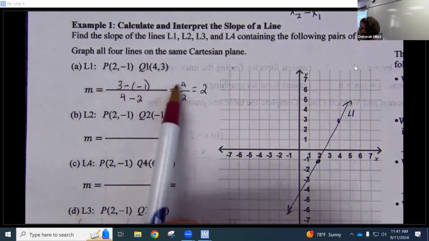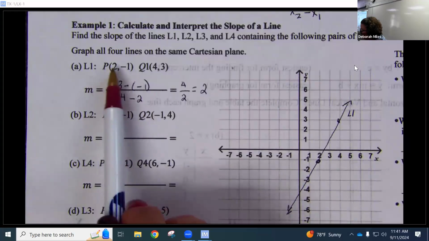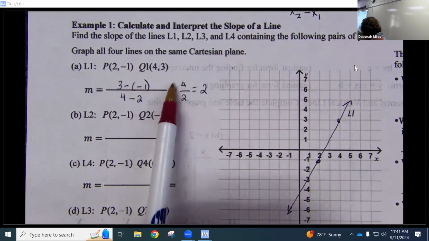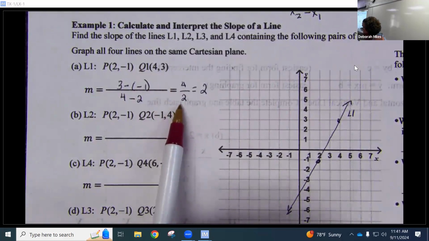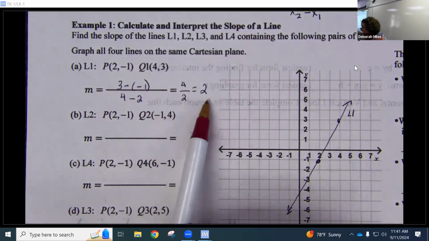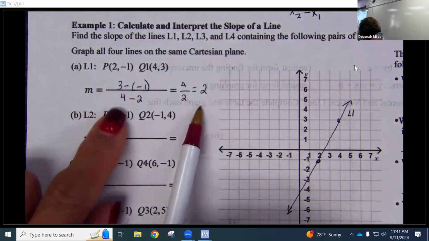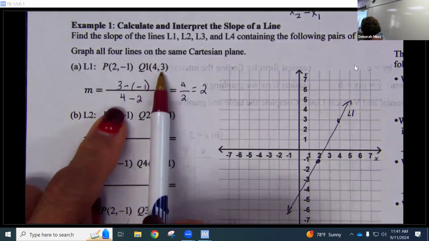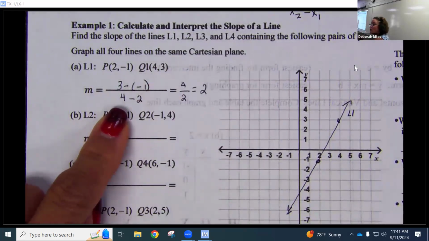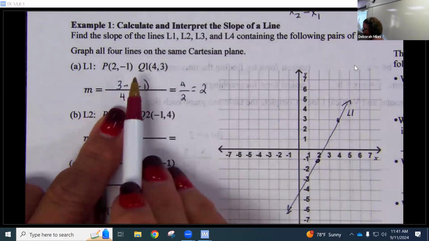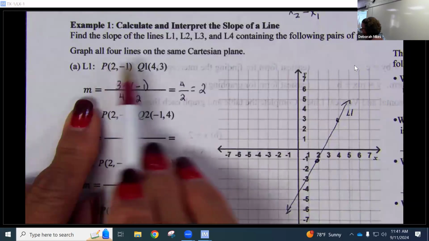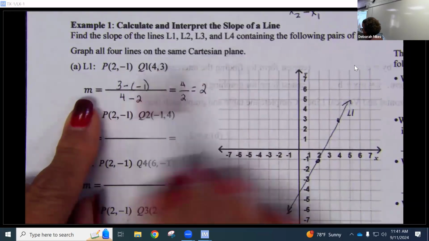But if I subtracted the x's in the same direction, 2 minus 4 would be -2. What's -4 over -2? It's still +2. So the point of that is saying it doesn't matter which one you call your first point and which one you call your second point, as long as you subtract both coordinates in the same direction. You couldn't say 3 minus -1 for the y's and then 2 minus 4 for the x's. They both have to go in the same direction.